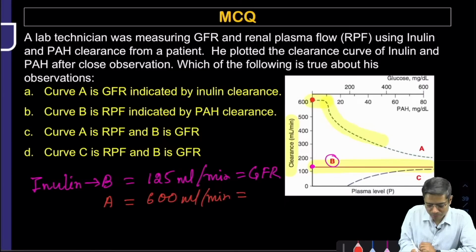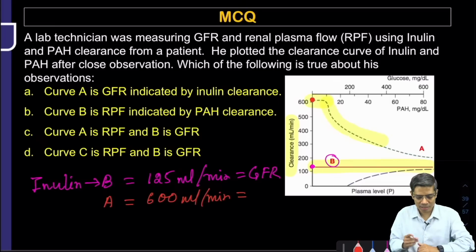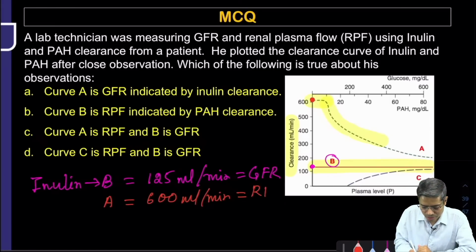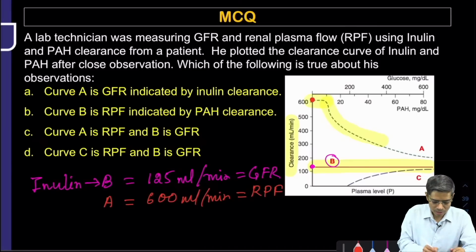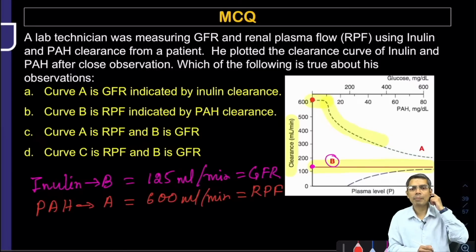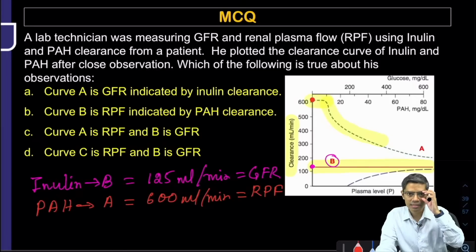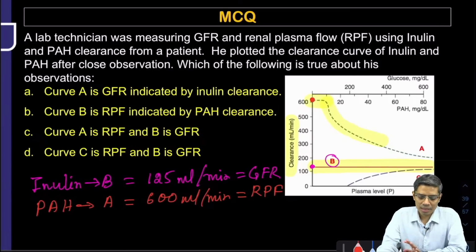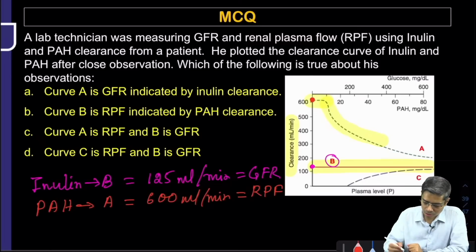What is 600 ml per minute? What is 600 or 625? That is nothing but renal plasma flow, and renal plasma flow is measured by clearance of which substance? PAH, para-aminohippuric acid clearance, right. So, from these two I can easily answer this question, although you can ask what is curve C?